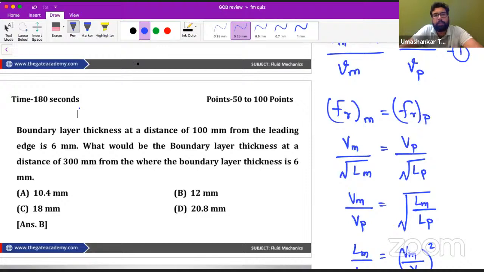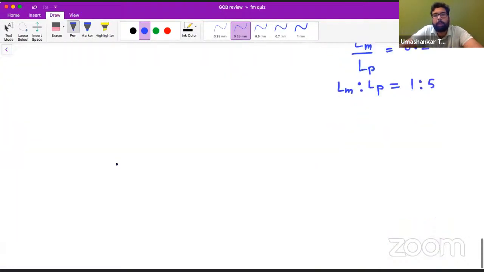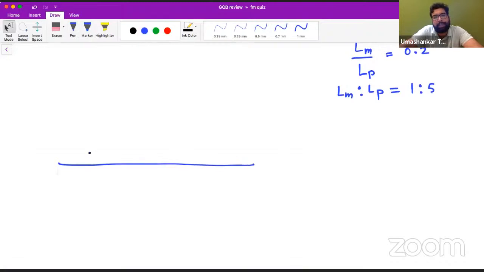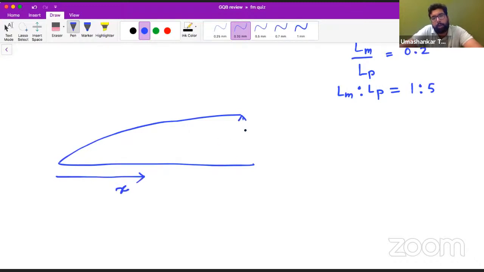Now moving to the last one, my dear. The boundary layer thickness at a distance of 100 mm from the leading edge is 6 mm. What would be the boundary layer thickness at a distance of 300 mm? Now, if you remember the concept of boundary layer thickness, beta, we take the distance always from the leading edge, right? So this is the trick in this question.